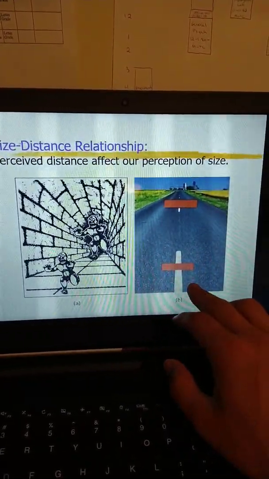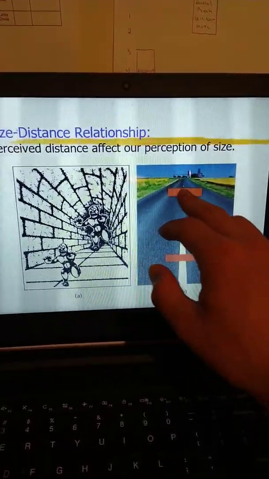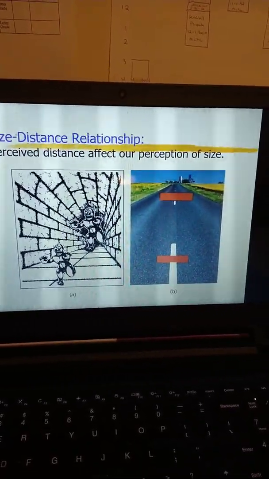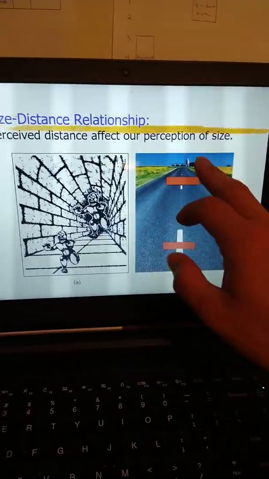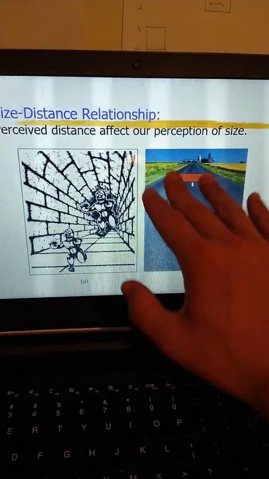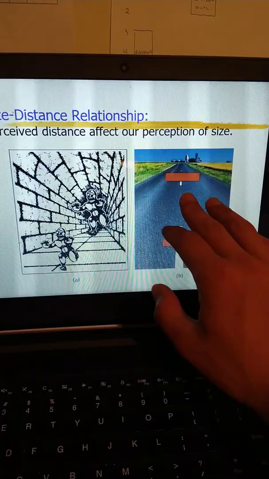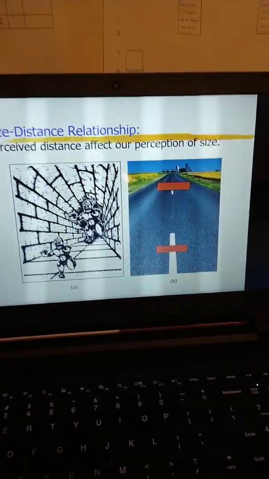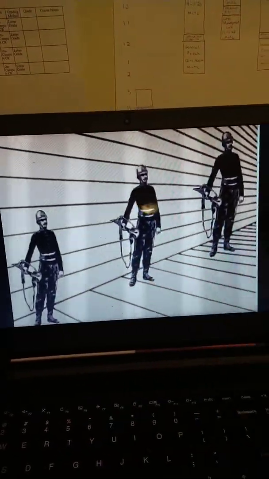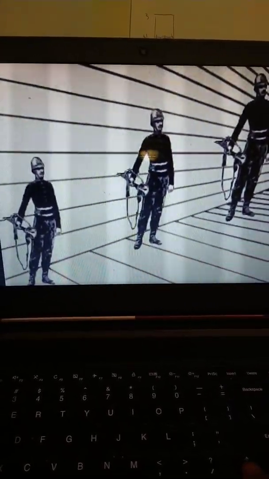So which one do you think feels bigger? This one or this one? The thing is that, as you can probably guess, they're the same size, but we feel like this one's bigger because when we look at this road, we think to ourselves, oh, as we go down the road, it's getting further away. So this one, by illusion, seems to be larger, when in fact they are the exact same size. Okay, that is sensation and perception, you guys.